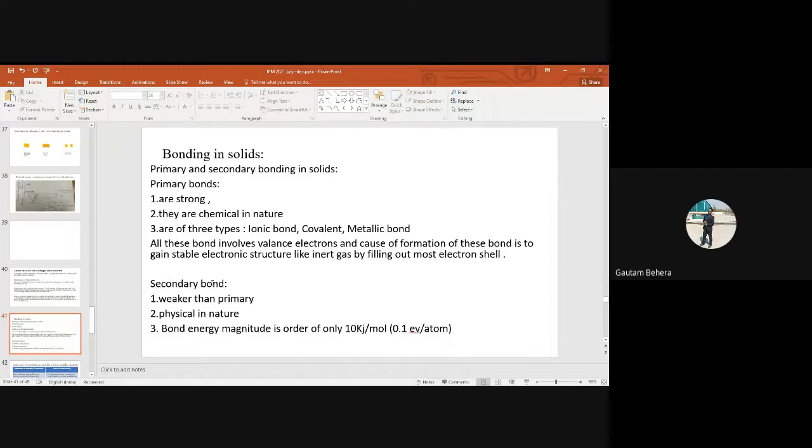And secondary bonds are weaker than primary bonds. They are physical in nature, as I have told. If you consider the bond strength, the bond energy is very low, 10 kilojoule per mole, or 0.1 electron volt per atom. But in the case of primary bonds, it is very high, like 600 or more than that. I'll show you the figure.